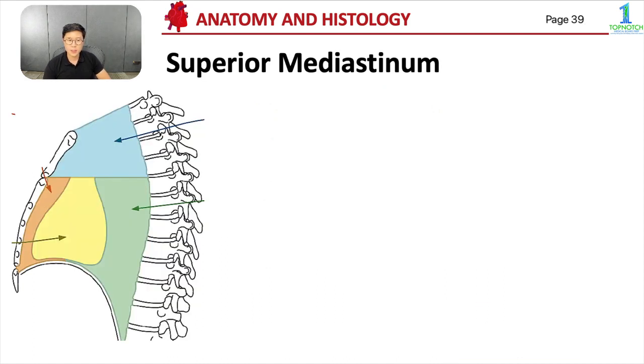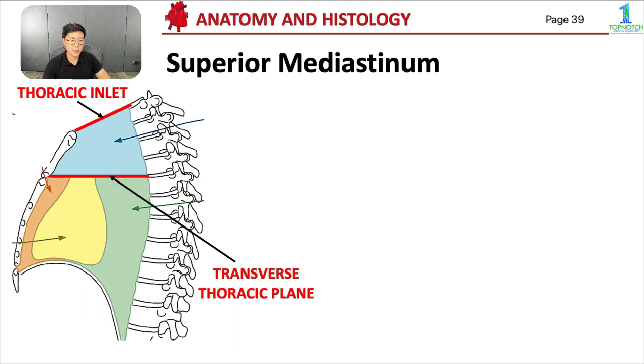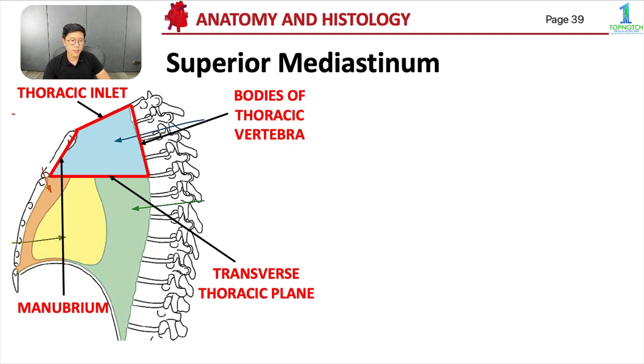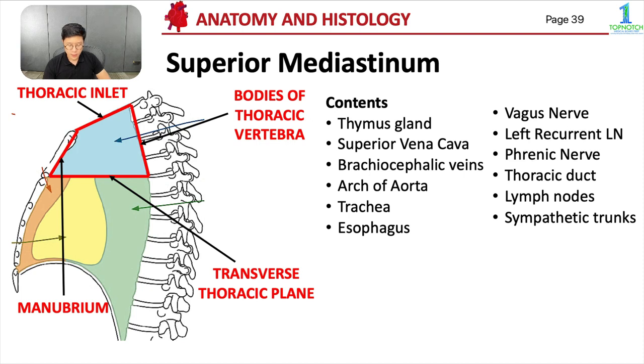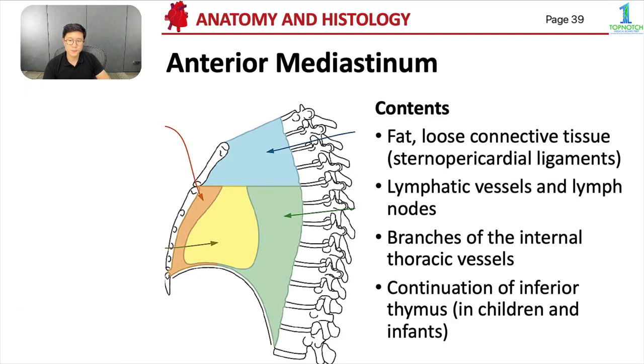So for the superior mediastinum, it's bounded by the thoracic inlet above, the transverse thoracic plane below, anteriorly by the manubrium, and posteriorly by the bodies of the thoracic vertebra, so from T1 to T4. It contains the thymus gland, the superior vena cava, the brachiocephalic veins, the arch of the aorta, trachea, esophagus, the vagus nerve, left recurrent laryngeal nerve, the phrenic nerve, thoracic duct, lymph nodes, and the sympathetic trunks.